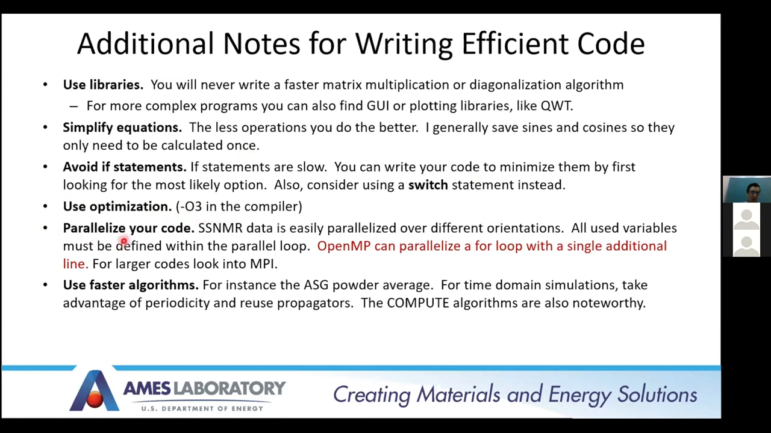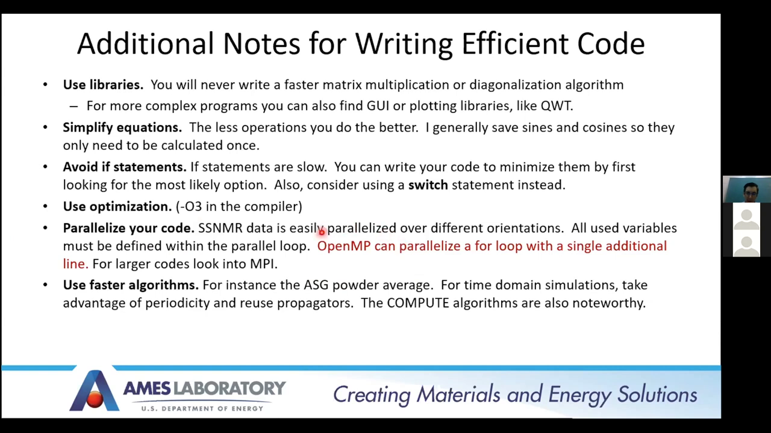You'd also want to parallelize your code. Solid-state NMR code is very easy to parallelize, because each calculation of a different orientation can be done independently. So you can just parallelize the code over different orientations, so that different processors are working on a different orientation of your powder average. And then you can add up all the different spectra from those different processors at the end.